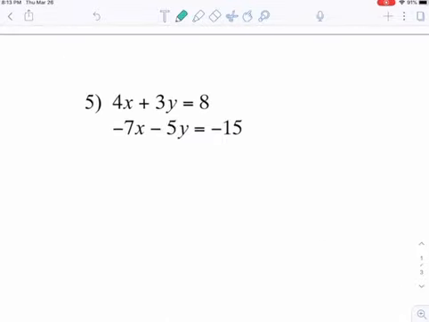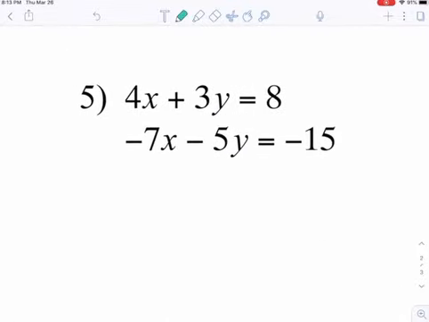Okay, so number 5. I'm looking at this and it doesn't look as simple as the other one, right? I can't just look at my x's and think, oh, I can multiply 4 by something and it'll be the opposite of negative 7. I can't multiply 3 by something and have it be the opposite of negative 5, right? And vice versa. So that means I have to create opposite coefficients by changing both of these equations.